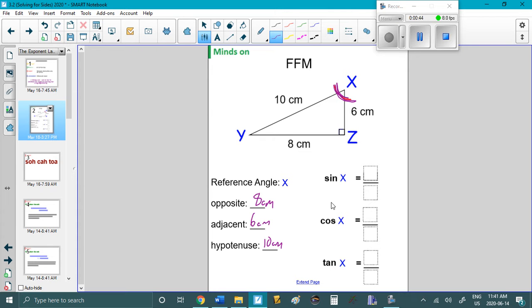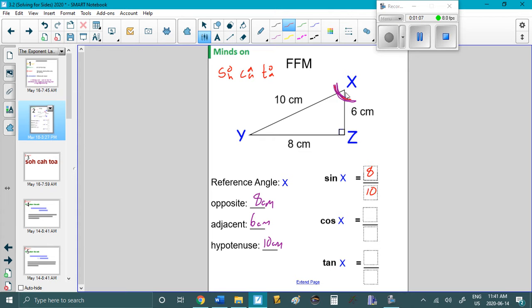Okay, now we're going to go through what sine x, cos x, and tan x are. Again, this is a review from last time. Just remember Sohcahtoa. So the sine of x is going to be the opposite O over the hypotenuse H. The opposite is 8. The hypotenuse is 10.